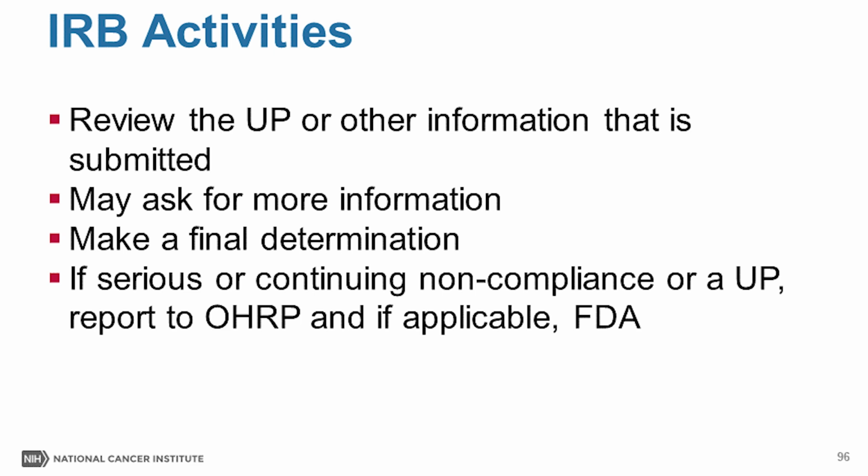So the IRB is responsible then for reviewing these unanticipated problems as well as other information that is submitted to them. They may ask for more information. They make a final determination of what needs to happen. For example, you need to amend your protocol if you hadn't already identified that, more frequent monitoring or increase the frequency of the continuing review, or maybe even terminating the study. And if the UP or the other type of serious or continuing noncompliance is determined by the IRB, then that does need to be reported to OHRP, and if applicable, for an FDA regulated study to the FDA as well.